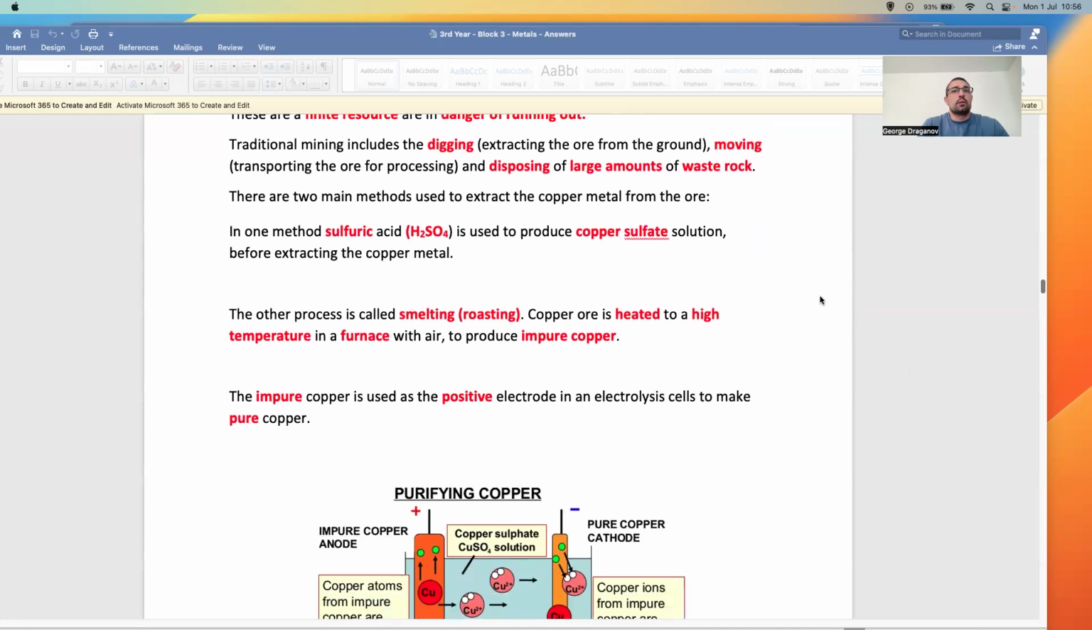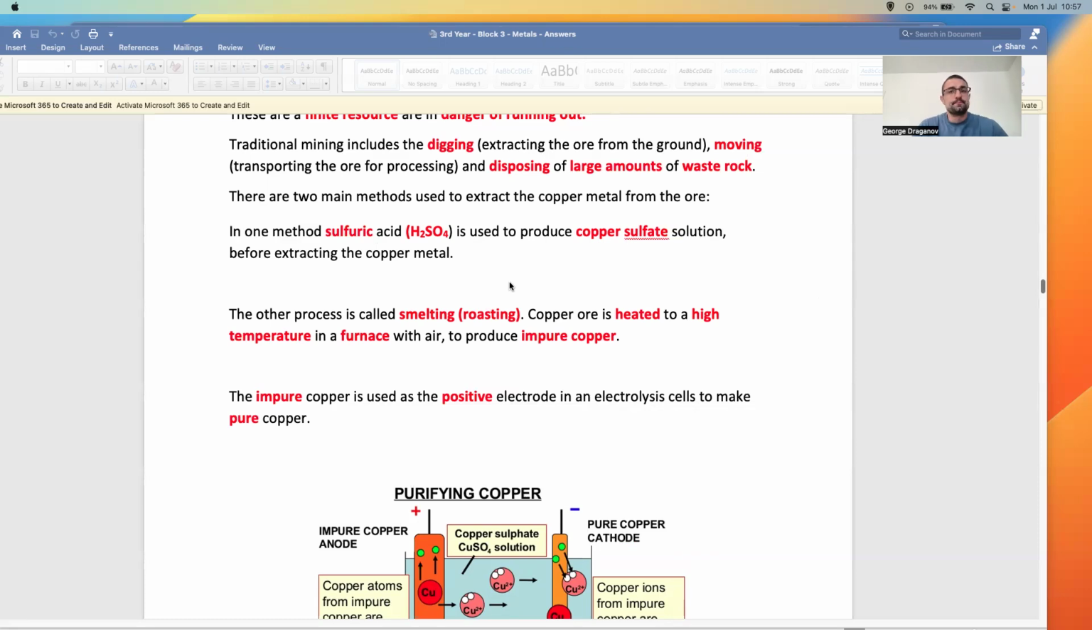Now, how to actually extract the copper? How do you get the copper metal out of the ore? The copper ore essentially contains a lot of copper oxide. So in one method, you could add sulfuric acid to it directly to form a copper sulfate solution. Once you form your copper sulfate solution, you could perform electrolysis on it, and you'll get copper and oxygen on each electrode.